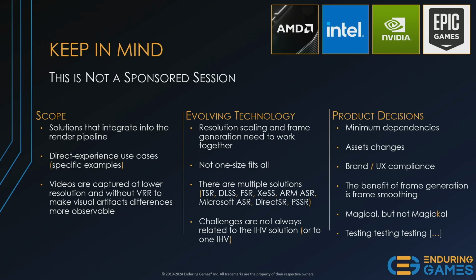A lot of product decisions come up as you're implementing resolution scaling and frame generation. Assets are going to change, especially if you implement either or both of the technology stacks after a game is largely finished or getting ready to ship. There are brand and UX considerations that you need to think about as you take care of each of the independent hardware vendors. And one of the big ones: the benefit of frame generation is really frame smoothing.